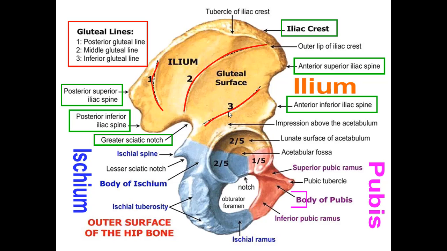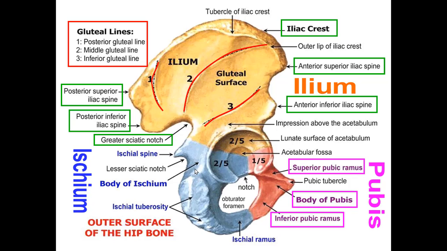Okay. Then the pubis. This is the body of the pubis. The upper border of the body is called the pubic crest, which ends by pubic tubercle. Superior pubic ramus has pectineal surface and the pectineal line, and the inferior pubic ramus, which fuses with the ischial ramus to form the pubic arch.